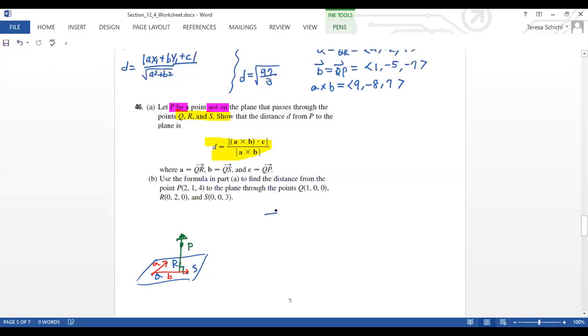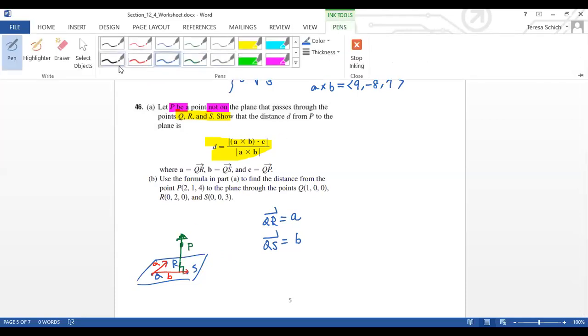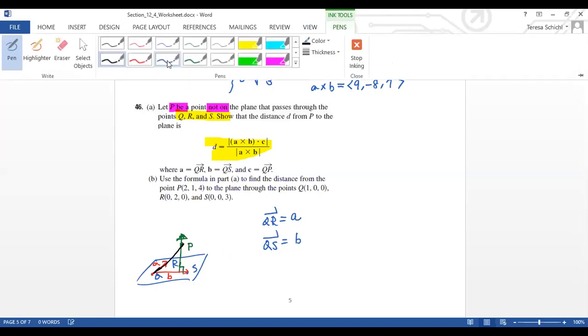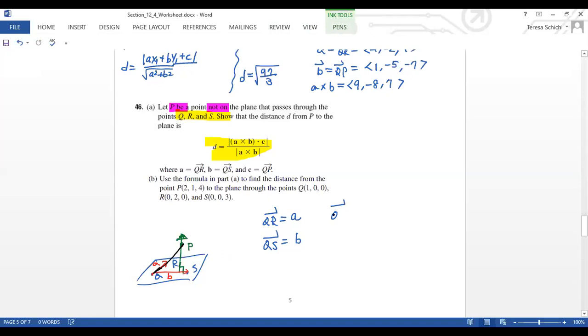Right, so you can say I defined a vector QR is A, and then QS is what? It's B. So we did a similar problem in the previous numbers here. So now also these vectors here. Okay, so this is the vector. If you let this vector QP be equal to C here.